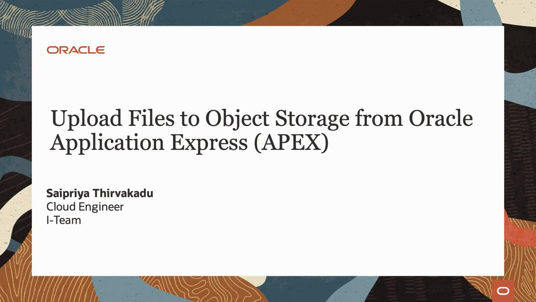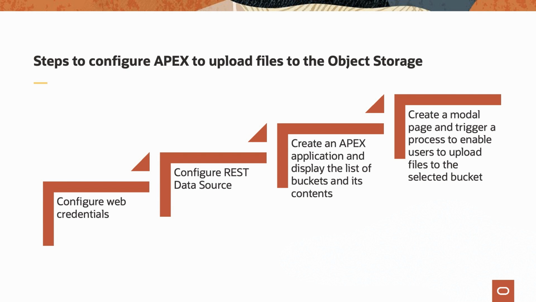Today, I'm going to demonstrate how you can upload files to object storage from Oracle Application Express. Here are some of the steps to configure Apex to upload the files to the object storage. Firstly, configure the web credentials and then the REST data source. Create an Apex application and display the list of buckets and its contents. After which, you can proceed to create a modal page and trigger a process to enable the users to upload the files to the selected bucket.